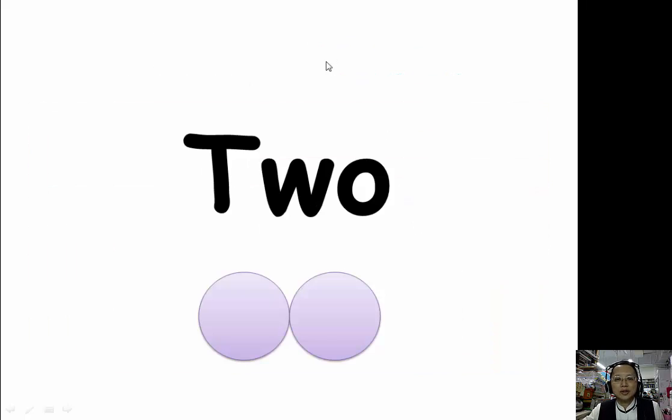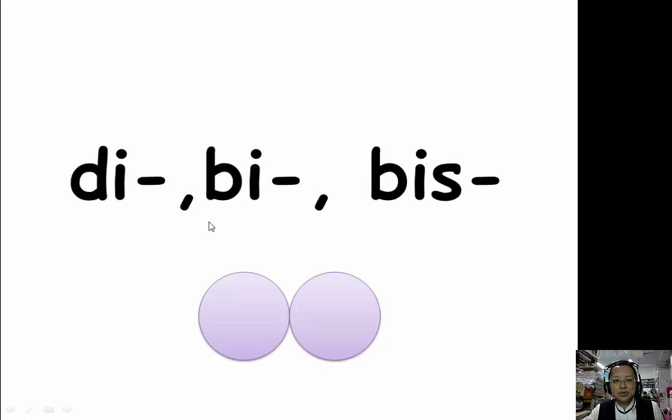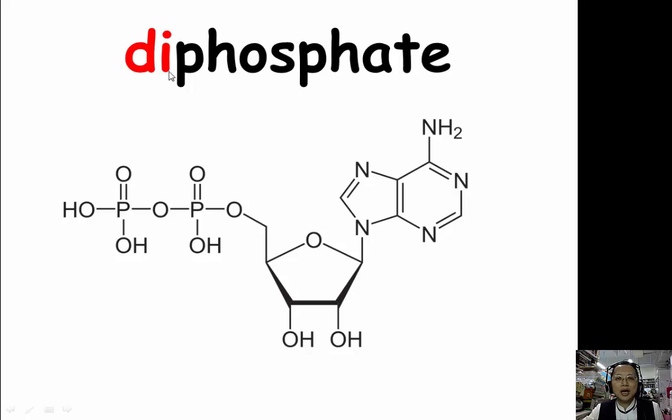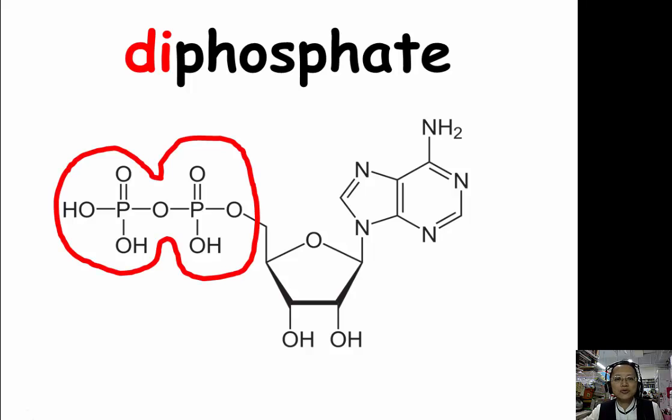2. We use 3 prefixes for 2: di, die, bi, by, and bis, bis. Let us see the following examples. Diphosphate. Monophosphate means one phosphate group. Diphosphate means two phosphate groups, 1, 2. This is adenosine diphosphate, also abbreviated as ADP.